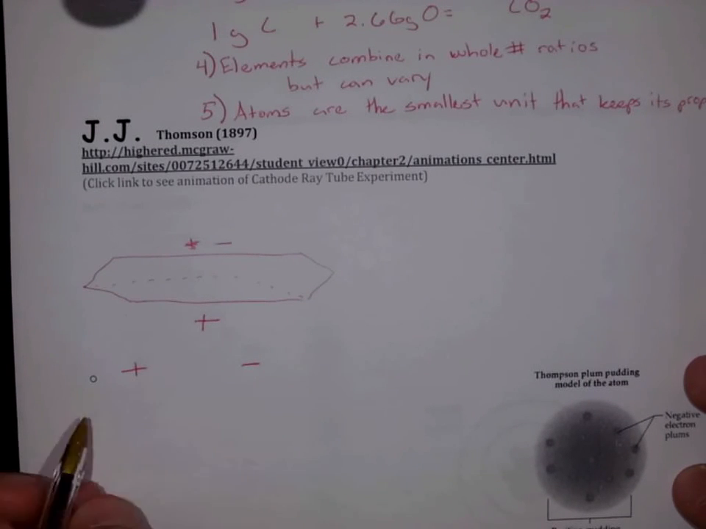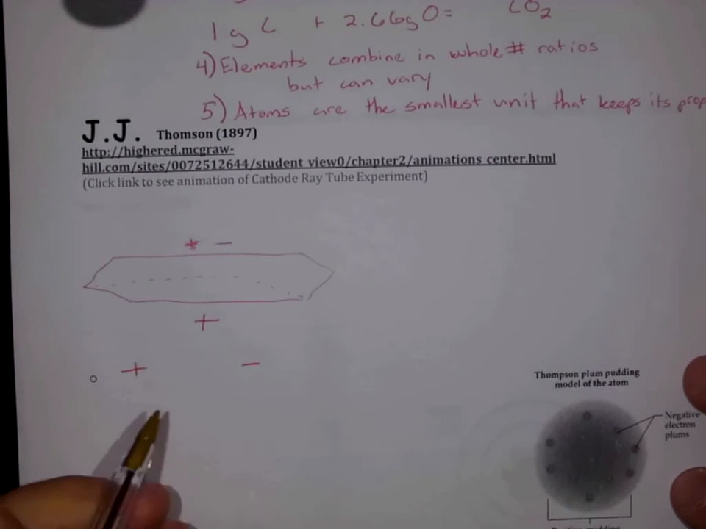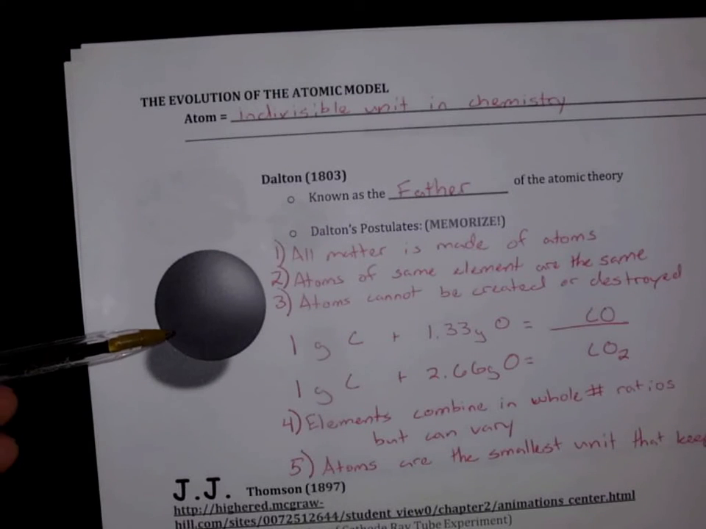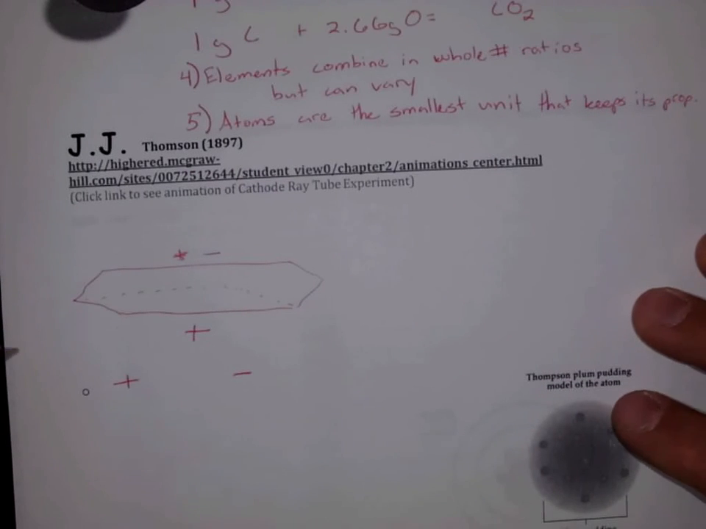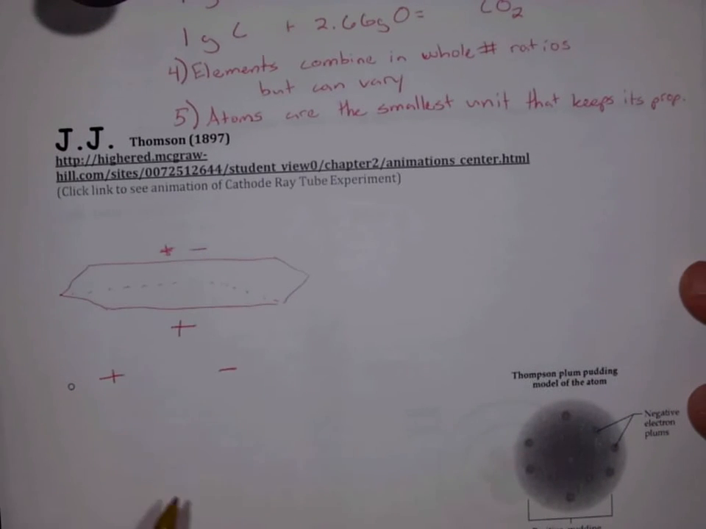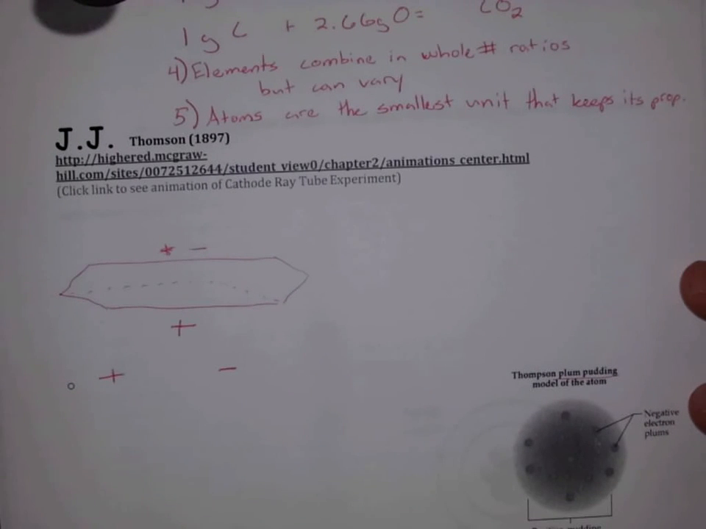Okay? So what he came up with was, he said, you know what? If we have these positives and negatives, I'm going to say that atoms, rather than being a big ball, right, really they are kind of divisible. We can actually break them down a little bit. And so what he hypothesizes is that it's a plum pudding.